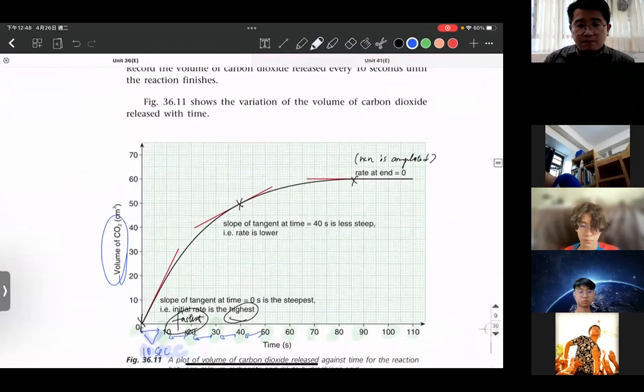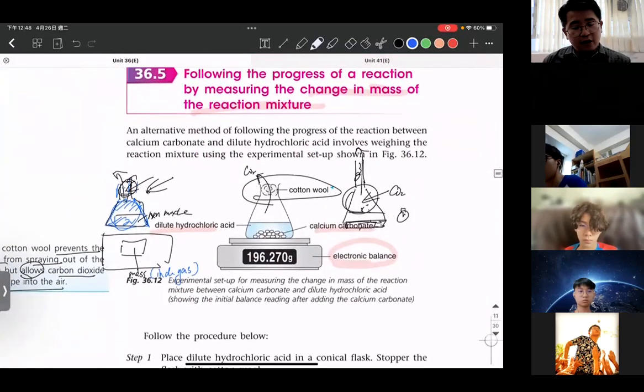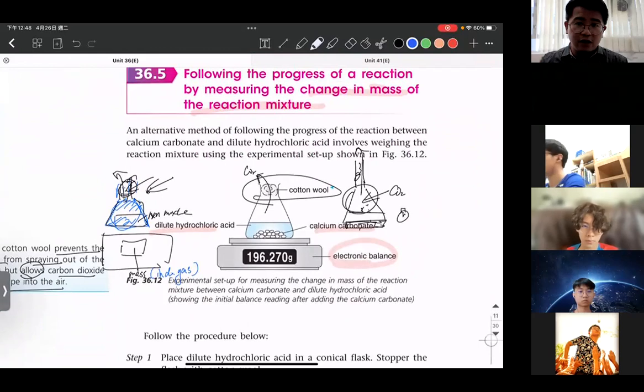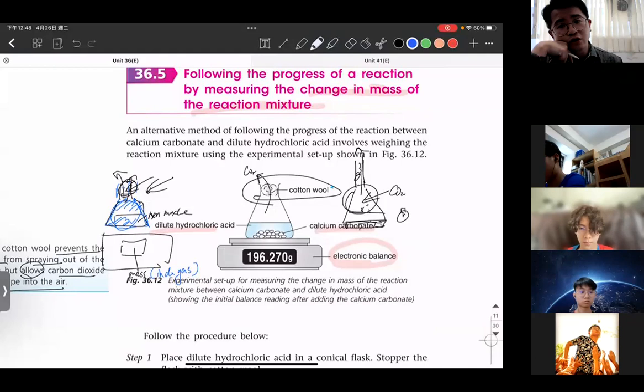Besides, we have got some other examples, right? So you may get to know this, okay? But for these two methods, it is only applicable for the reaction involving formation of gas, okay? But for example, if you want to measure the rate of neutralization, you can never use these two methods. Neither method can be done. Can you get my point? But the question comes, Mr. Chin, how can I know the rate of the neutralization reaction? How?